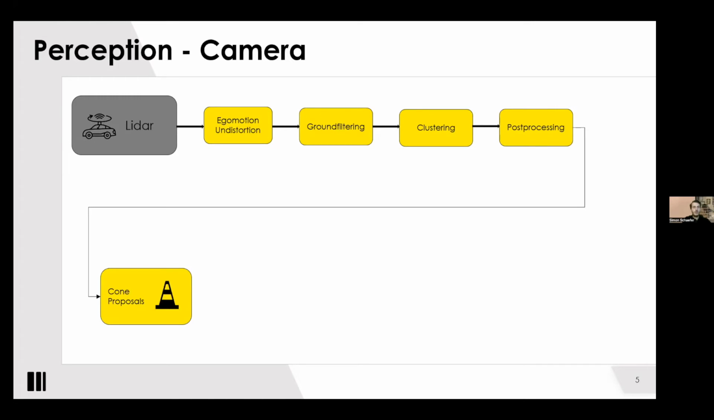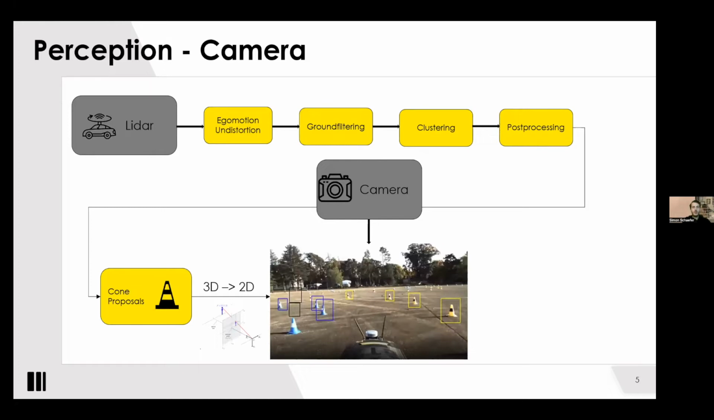You can use these cone proposals either directly, or you can feed them into a camera image, perform a projection from 3D to 2D, then cut out small bounding boxes around the cones in the image and send them to a neural network that runs on the Google Coral Edge TPU, a very low power device with only about 4 watts, and then classify them as cones: blue, yellow, or here in black as snow cones.